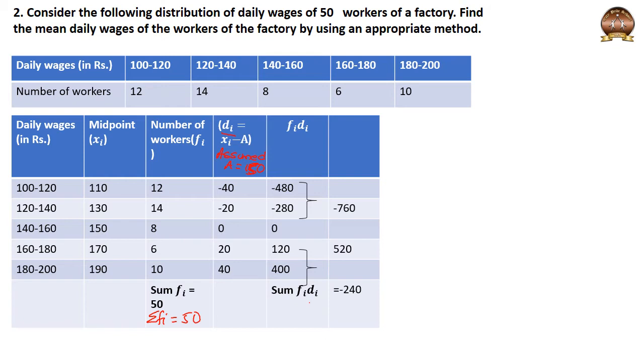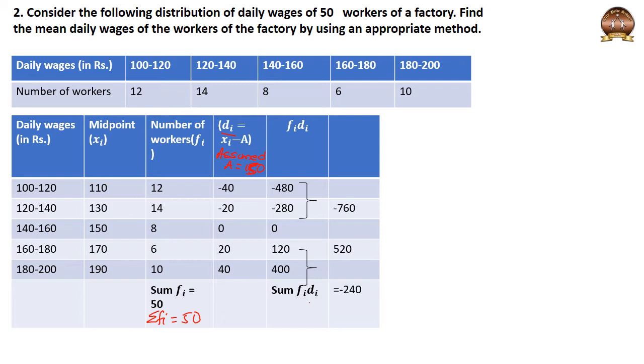So here when you have taken a as 150, the formula for di is xi minus a. So a is 150, xi is this. 110 minus 150 will give you minus 40. 130 minus 150, since the number 150 is bigger, gives minus 20.